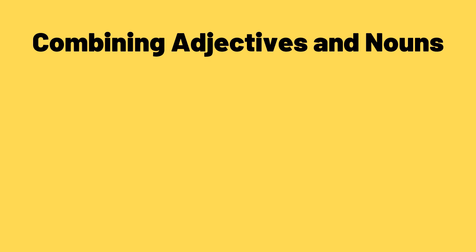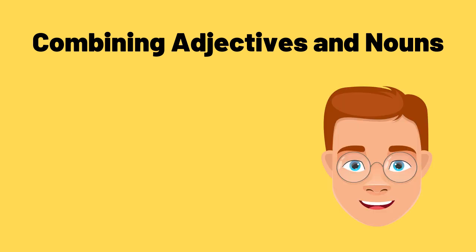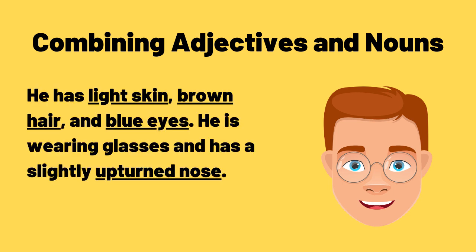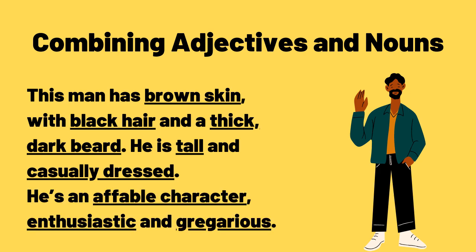We've already seen briefly that adjectives can be placed before nouns to give more detailed descriptions. Let's say you wanted to describe this man. You wouldn't just say he had eyes and hair, you'd say he had blue eyes and brown hair. We can go much further, mixing together lots of adjectives and nouns to give vivid descriptions. For example, this man has brown skin with black hair and a thick dark beard. We can mix in personality adjectives too. If we know him, we could say he's an affable character, enthusiastic and gregarious.